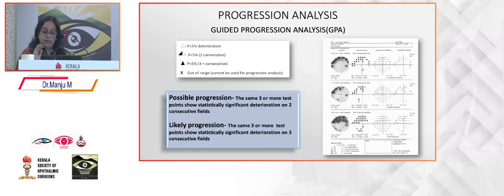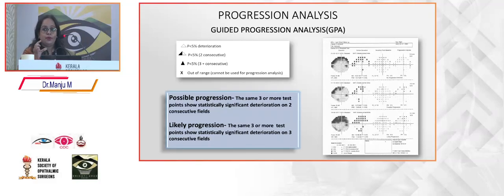After that, if there is any progression that is out of range, the machine cannot calculate the progression. But there is one thing: it should be consecutive fields. If you don't have a progression in the next field, it will again go back to the first open triangle. Based on this, the machine can give you reports like possible progression.